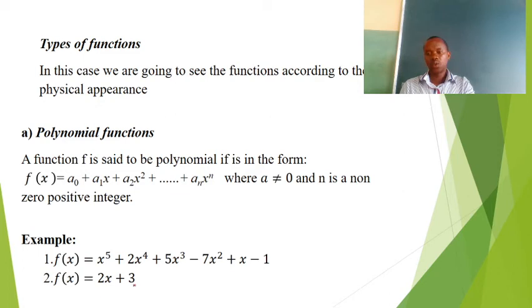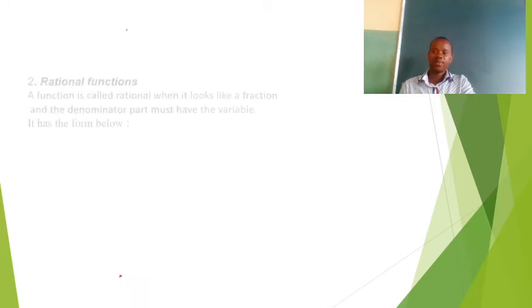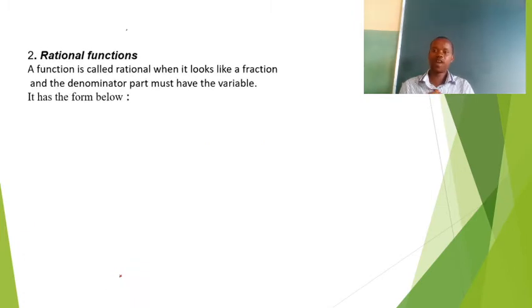Example 2: f of x equals 2x plus 3. You can see that those functions are written in a linear form, and the functions of this type are called polynomial functions. The second type of function is rational functions.